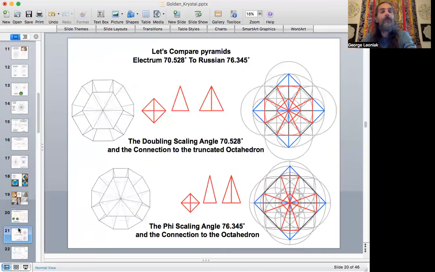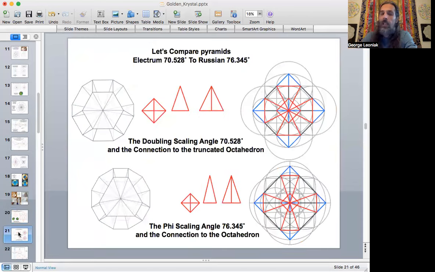All right, so let's get into a little comparison of the Electrum pyramid, the 70.528, to the Russian pyramid of the 76.345. So we've got both of the pyramids laid out. Here's the base angle of the 76. Here's the base angle of the 70. This is if the edge is facing you. This is the edge facing you. This is the face. This is the face angle, where the slant angle is taken from. This is the top-down view. These two are scaled to be the same size at the top.